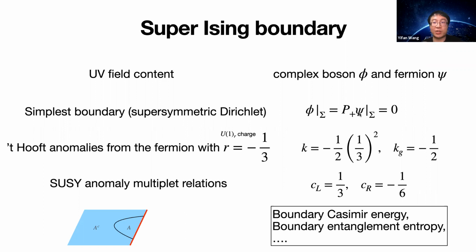And in the free phase, we can certainly compute the 't Hooft anomaly coming from the fermion, and it gives this simple answer. And because the 't Hooft anomaly is invariant under this mass deformation, we can go back to the fixed point and use the anomaly multiplet relation. And this will give a prediction for the defect conformal anomalies associated with the superconformal defect that's coming from this UV description. Okay, and correspondingly, as I already mentioned, this will determine the boundary Casimir energy associated with the corresponding defect, as well as boundary entanglement entropy, as illustrated in this diagram.